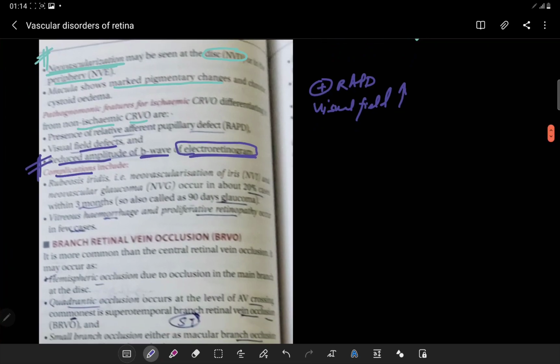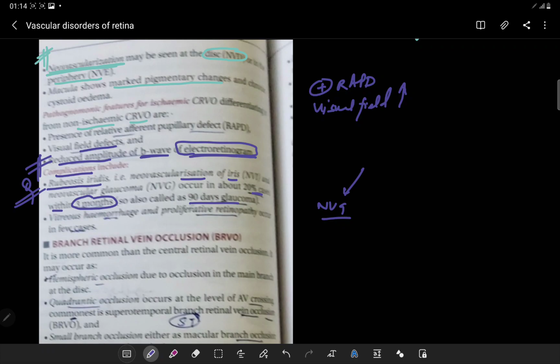Now the complications. There are only two complications. One is called rubeosis iridis, that is neovascularization of the iris, and the other is neovascular glaucoma. Very important: it's a question like in which type you see neovascular glaucoma, which is also known as 90 days glaucoma, which basically occurs in 20% of cases within the 3 months.